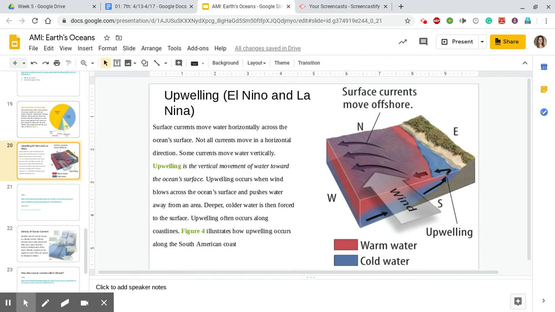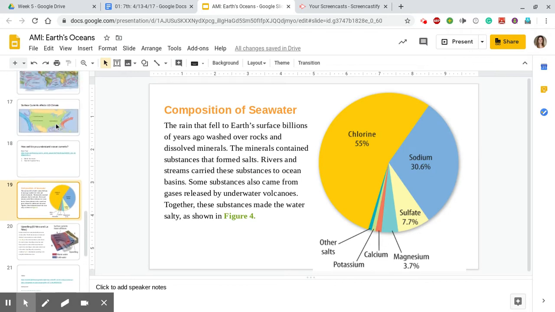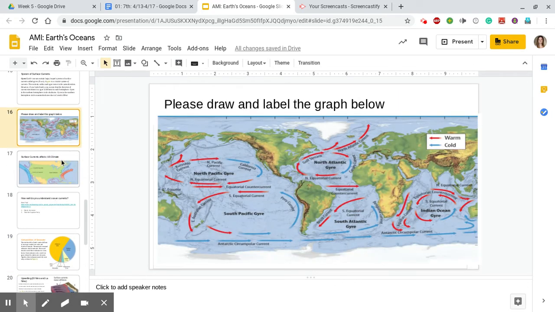We are actually wrapping up oceans today. So, our last topic for oceans is vertical currents. Now, last week we talked about composition of the ocean, and we also talked about surface currents. Now, remember, surface currents were on the surface, okay?